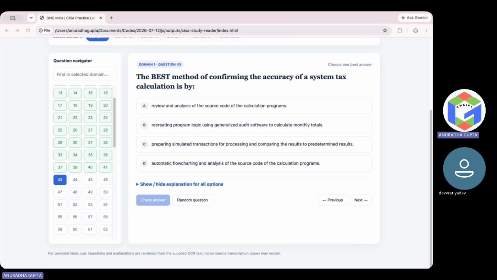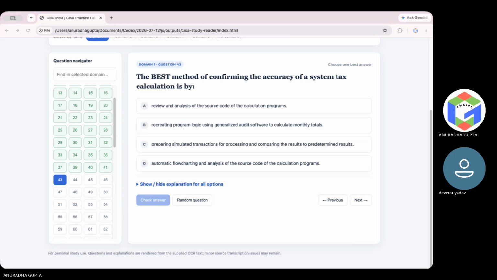Cannot identify these things. Okay, so that can be eliminated. Recreating program logic using generalized audit software to calculate monthly totals. Okay, so here basically you are referring to B. Which one? B. So recreating program logic using generalized audit software to calculate monthly totals.